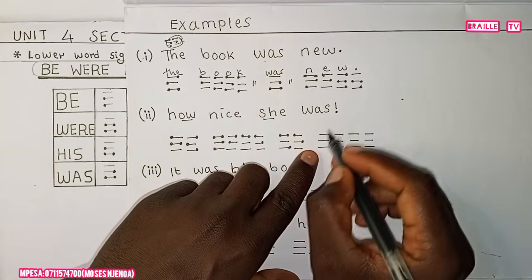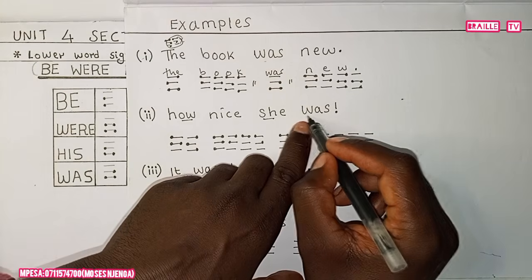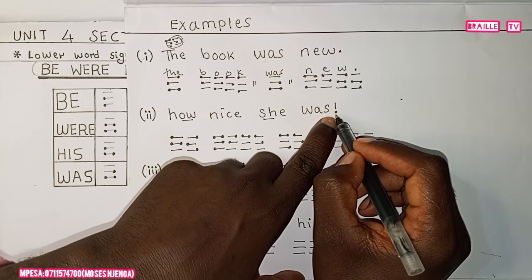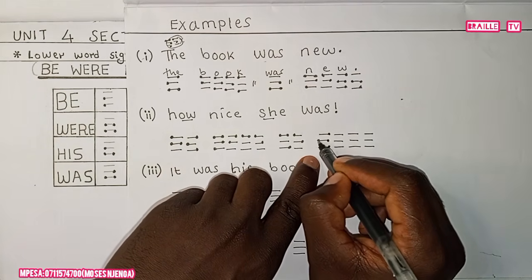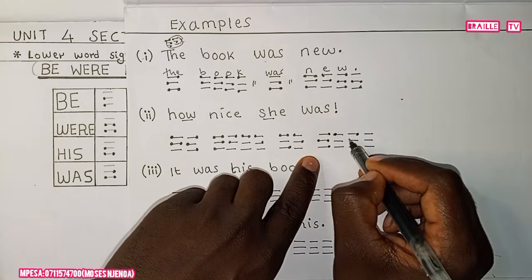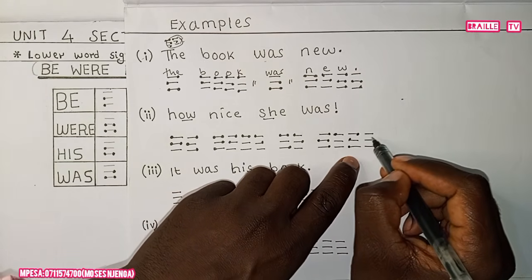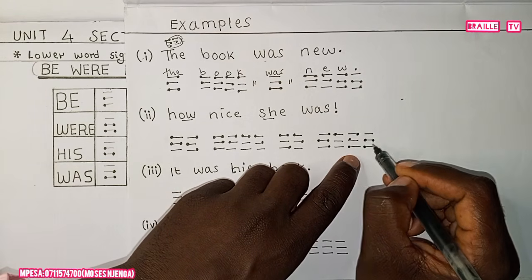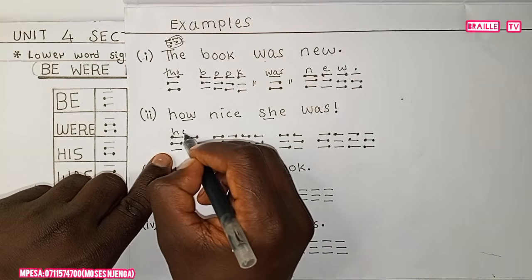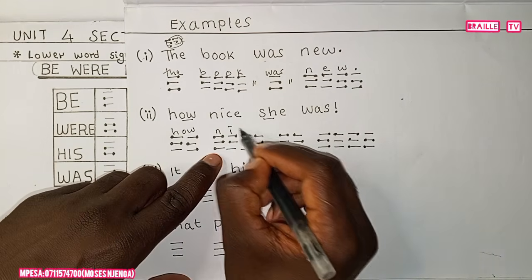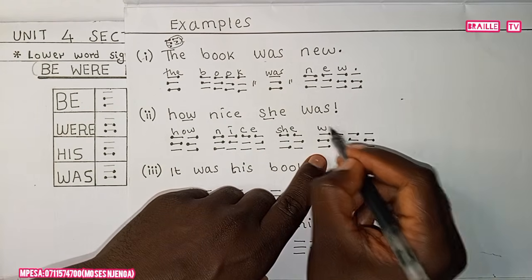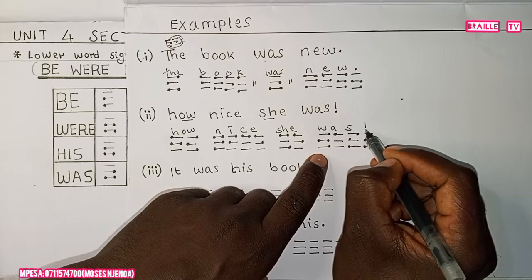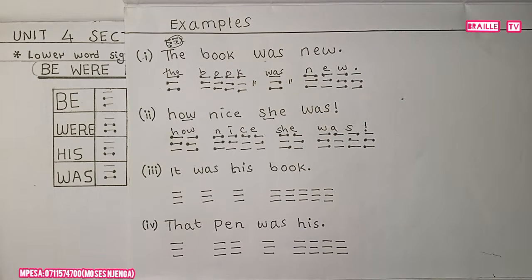Good. Now was, you just spell out. Do not contract was in this case, because we have this punctuation. This one is an exclamation mark, so you spell out. This is w, that is a, that is s, and that is the exclamation mark. So you say like that, then nice, then she, sh contracted, e, and then w a s exclamation mark, as simple as that. So it's very important to obey the rule.